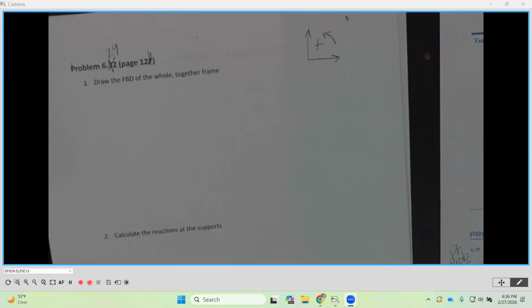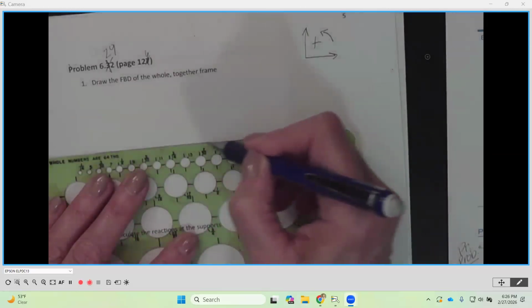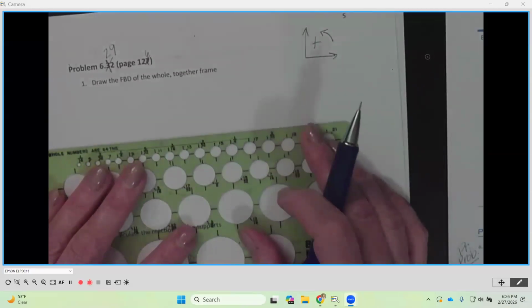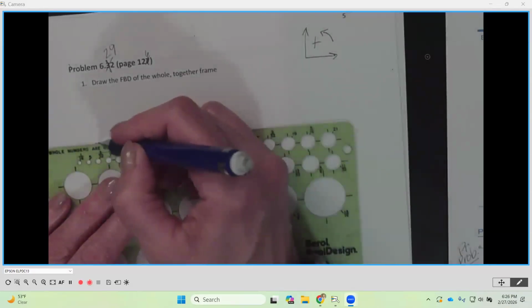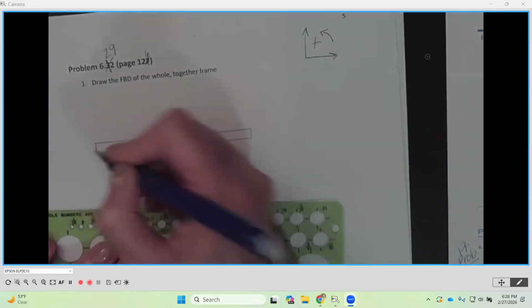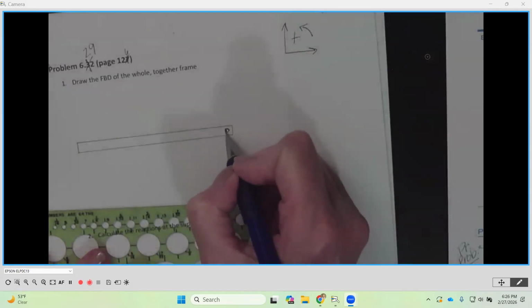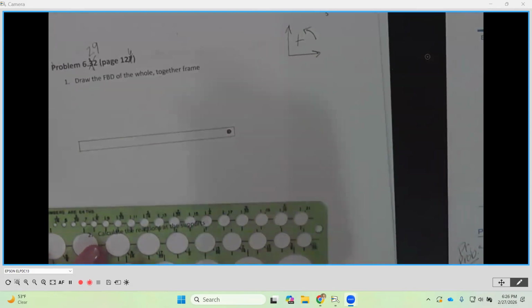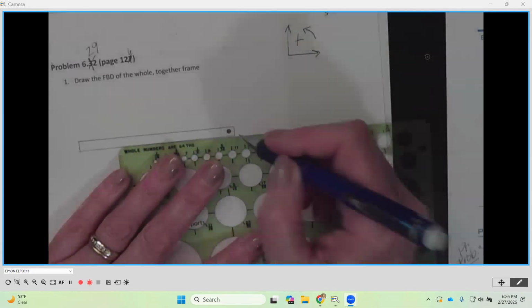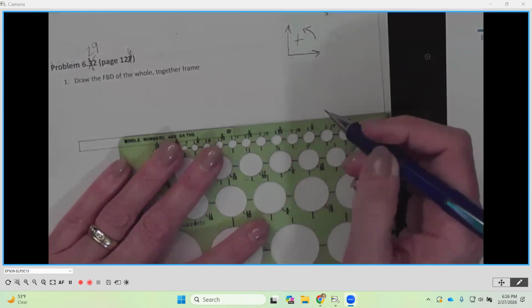And what we're going to do is draw our member to represent the truck. Now I'm going to make this look like just a frame, like a link. So this is going to be our truck. And then right here is going to be point D. And then this is going to be our trailer, a little bit shorter.